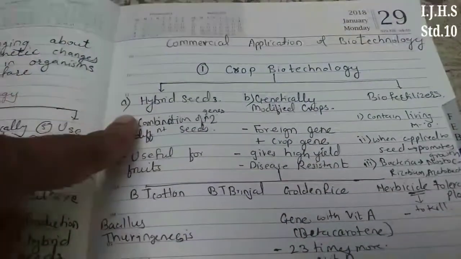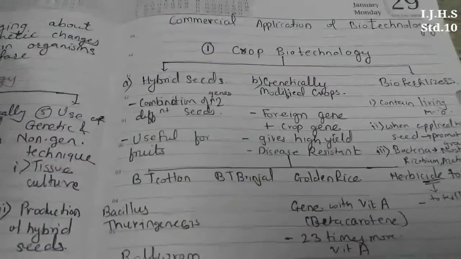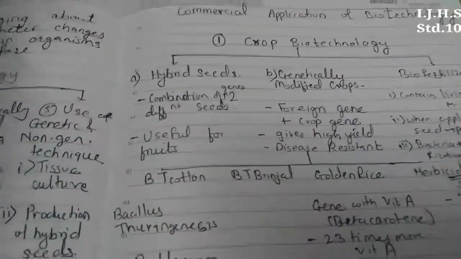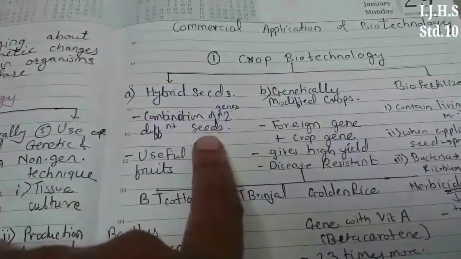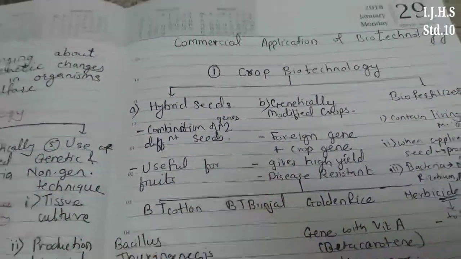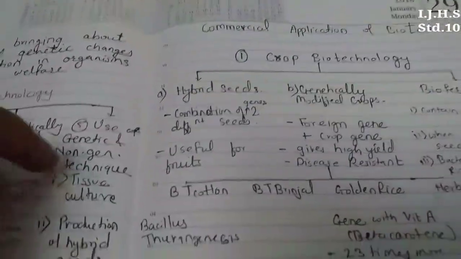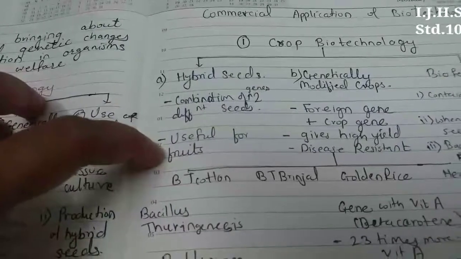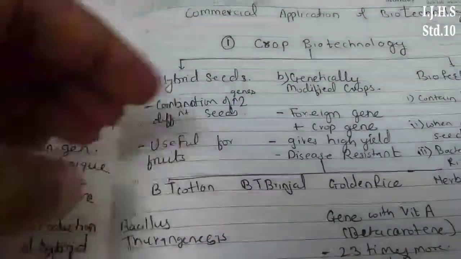First is hybrid seed. As we have discussed earlier, what do hybrid seeds mean? Hybridization means combination of two different genes of different seeds, from which a desired quality of crop plant can be produced. And these hybrid seeds are mainly useful for fruits.